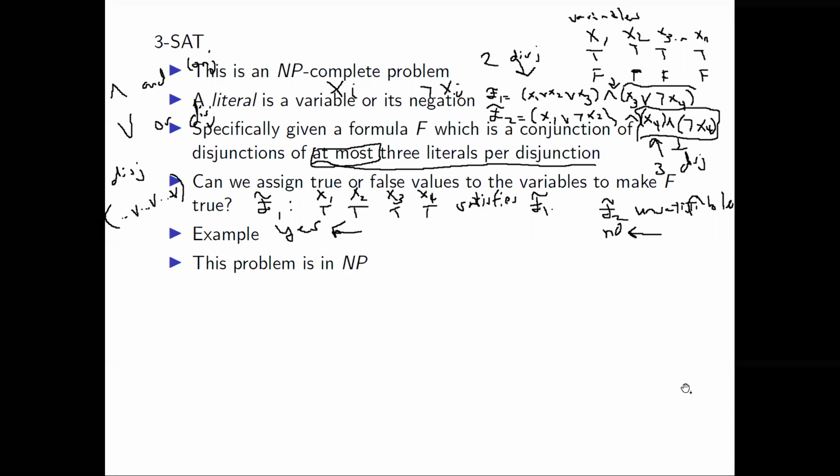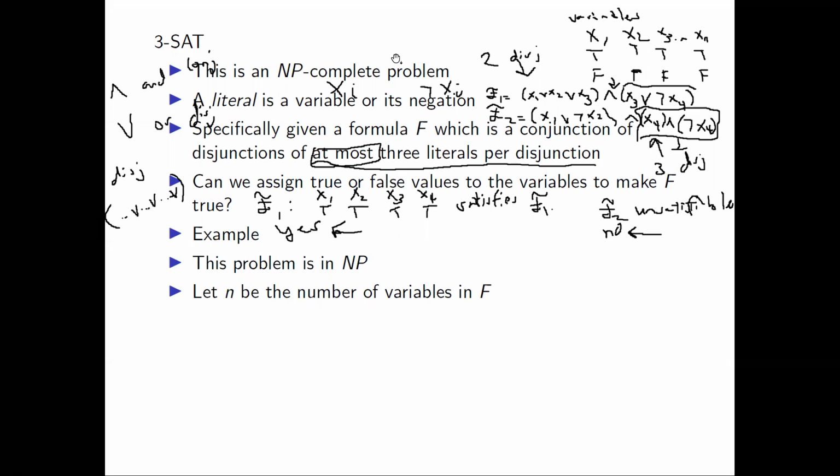And I claim that this problem is in NP. And let's talk about that. Why is it in NP? So let's say that N is the number of variables in F. What we need to do is, for any yes instance of this problem, 3SAT, we need to provide a certificate of the answer yes, so proof that the answer is yes, that can be verified in polynomial time in the size of the instance.